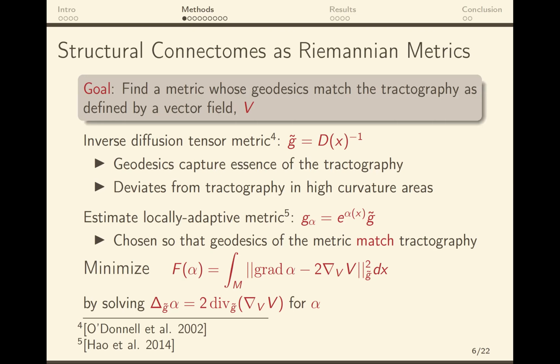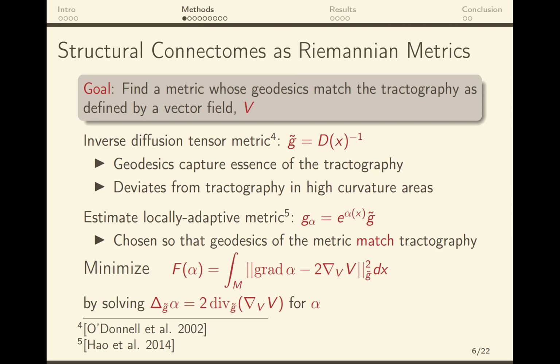So first, we need to represent the structural connectomes as a Riemannian metric. Our goal is to find a metric whose geodesics match the tractography as defined by a vector field V. Note that this can be any vector field V that we're matching, not just one derived from, say, diffusion tensor imaging or other methods.